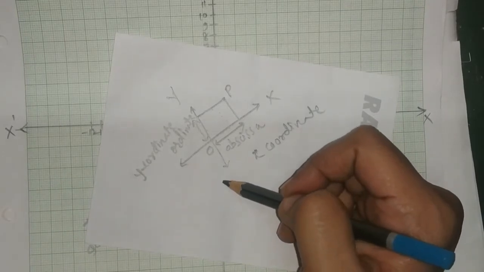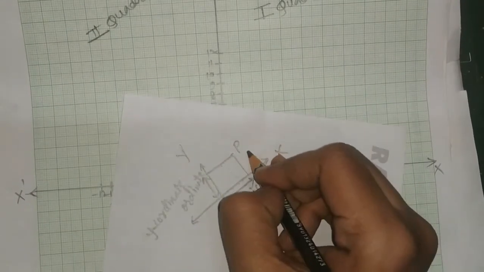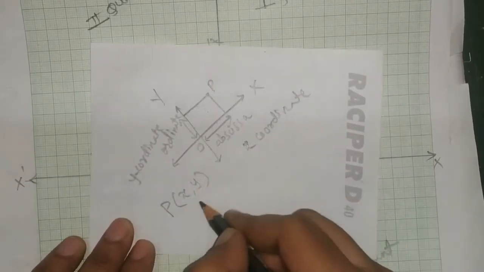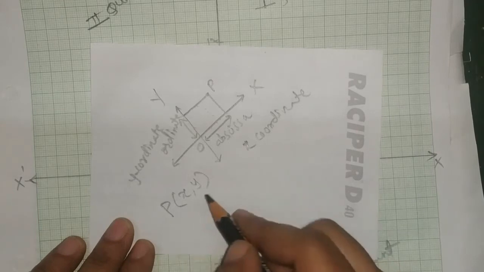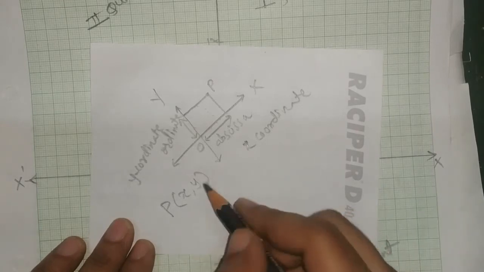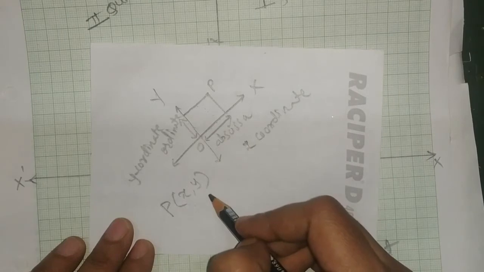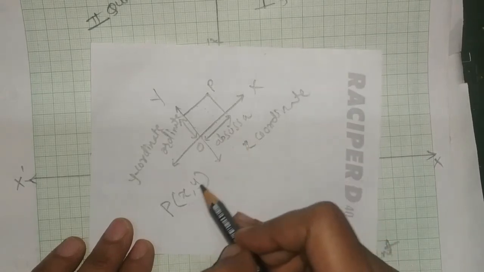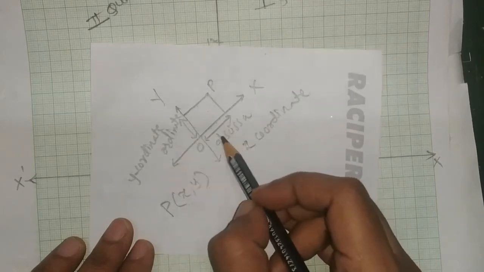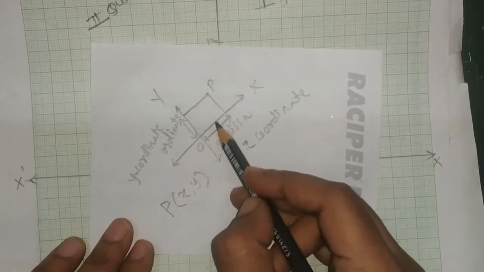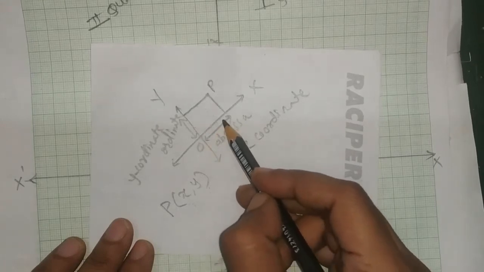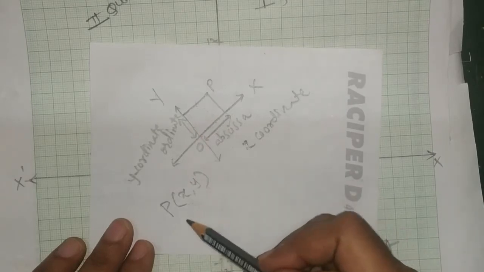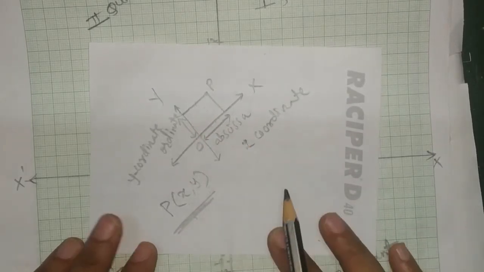So any point, like the point P here, has the notation x comma y. This notation is called the coordinates, with the x-axis value first, then the y-axis value. So x is also called the abscissa, and y is called the ordinate. Abscissa is the distance from the y-axis, and ordinate is the distance from the x-axis.